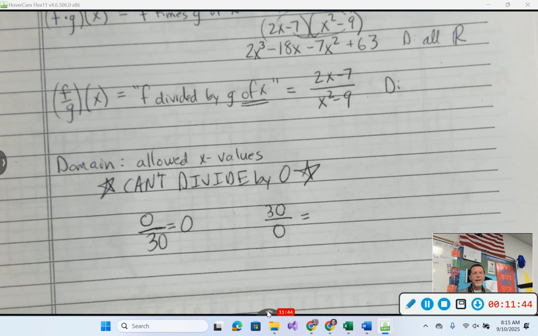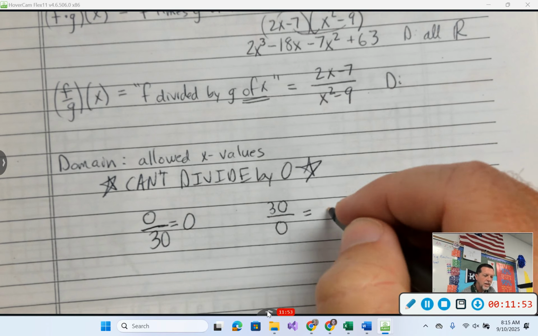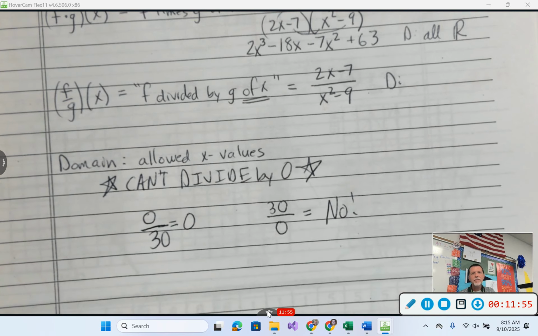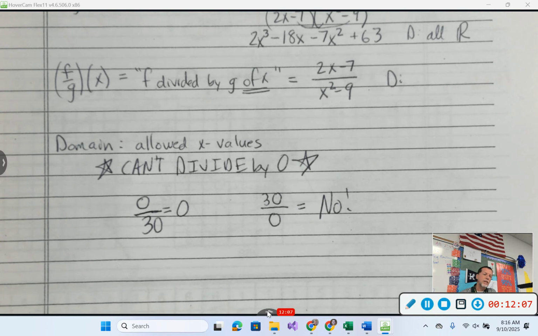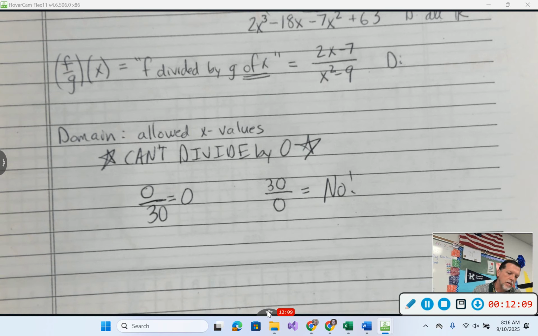Well, how do I do that? Like, I take my $30 and there's no way to divide it equally among 30 people. You can't do that. You can't divide by 0. It just doesn't make sense. So let's say if x was at the top, would 0 be acceptable? Yes. If we only had x's in the top, we could plug in 0 and be fine.